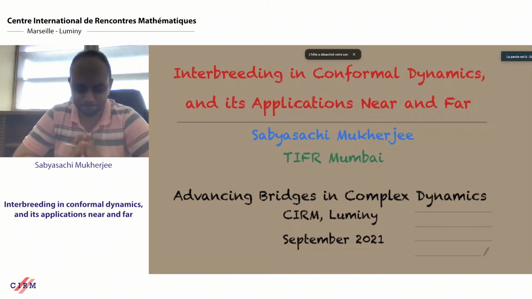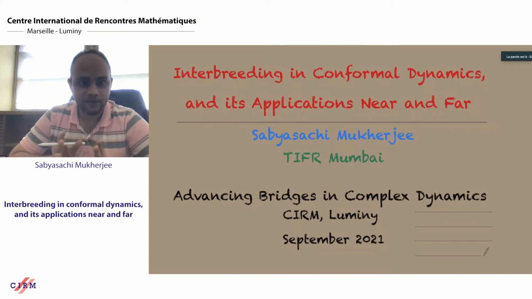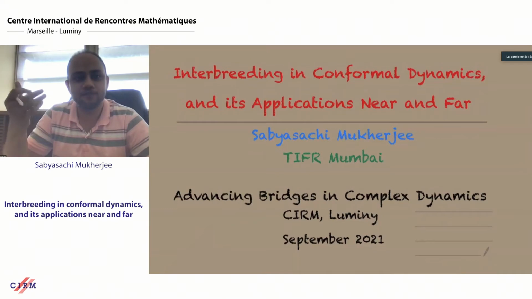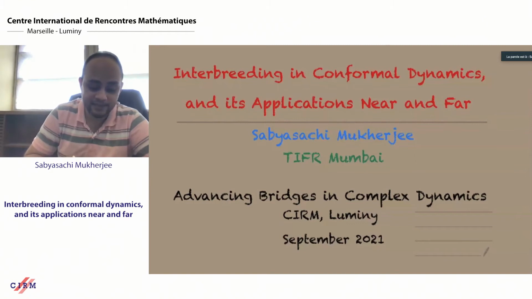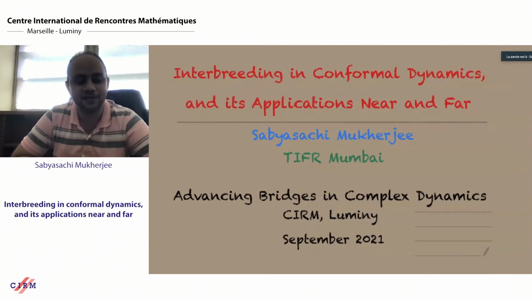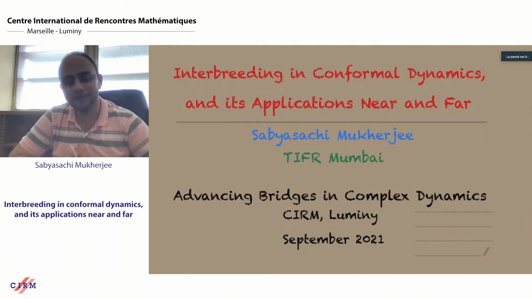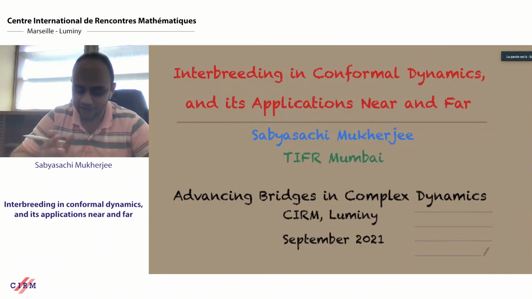Anyway, this talk is going to be about some framework of combination theorems in conformal dynamics, and I'm not exactly using the word complex dynamics because, as the title suggests, there's going to be some interbreeding involved here. We are not just going to work with rational maps or polynomials. There will be combinations of species of different genre, something of that sort.